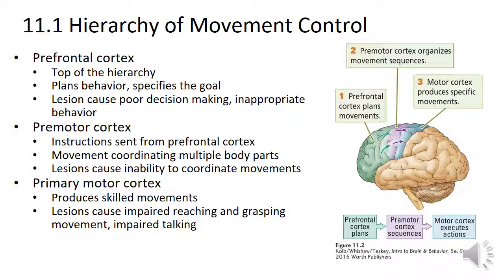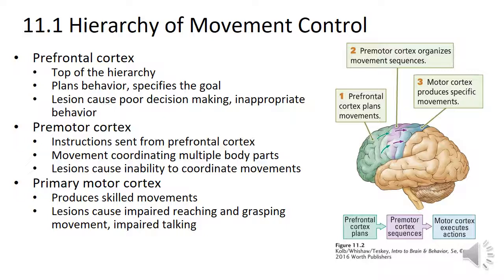There are three main sections of the frontal cortex, and each one has a different function in the motor system. The frontal cortex is used for a lot of different things, but motor function is one of the main things that happens there. So the prefrontal cortex is the top of the hierarchy. That's the newest part of our brain in evolution. And the prefrontal cortex plans behavior, motor behavior, and specifies what the goal is.